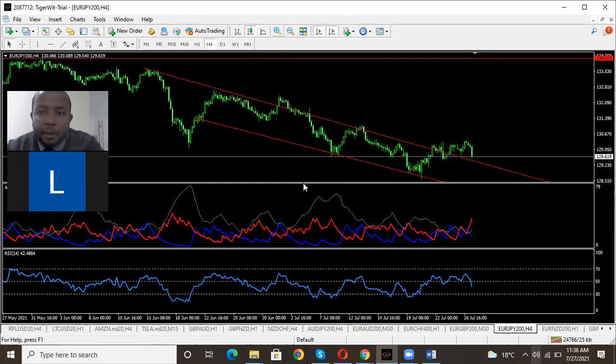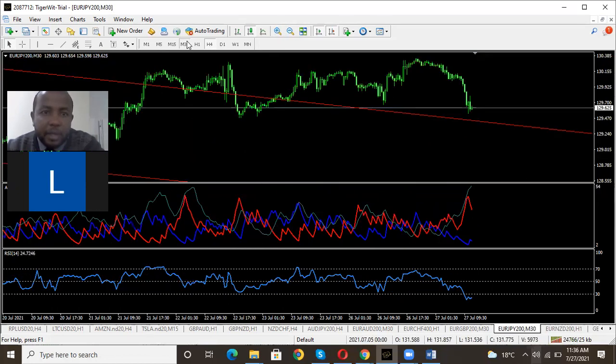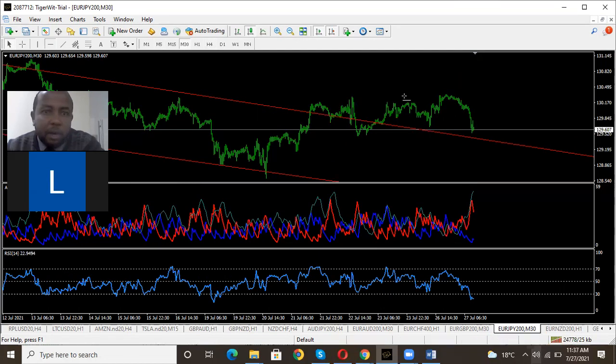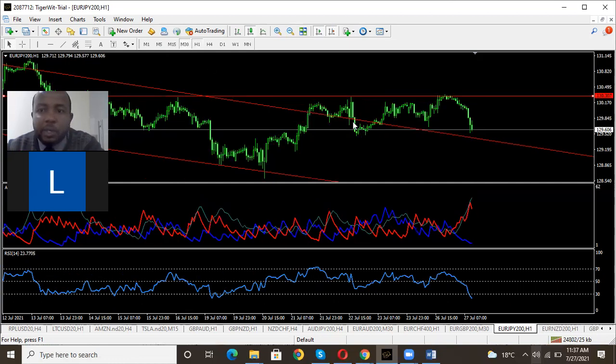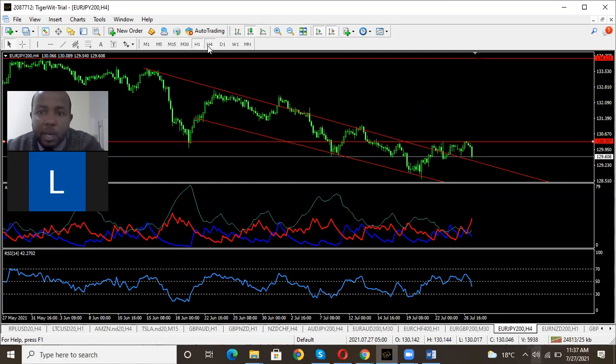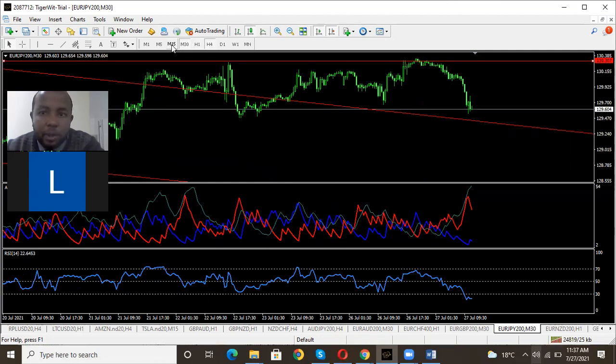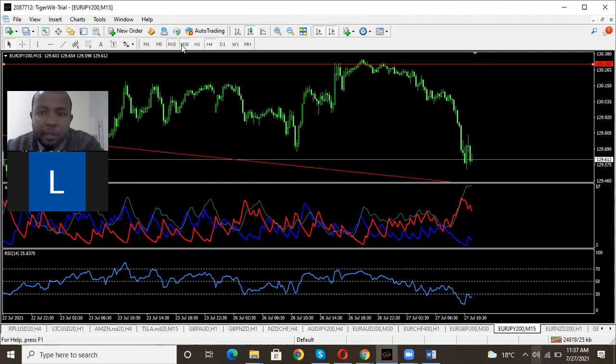Then apart from that, now I go to 30 minutes, zoom out and get support and resistance around there. So there's something I want to show you guys. Now we go to H1. So you can see there's a triangle around this area. So let's go back to M30, M15 there.